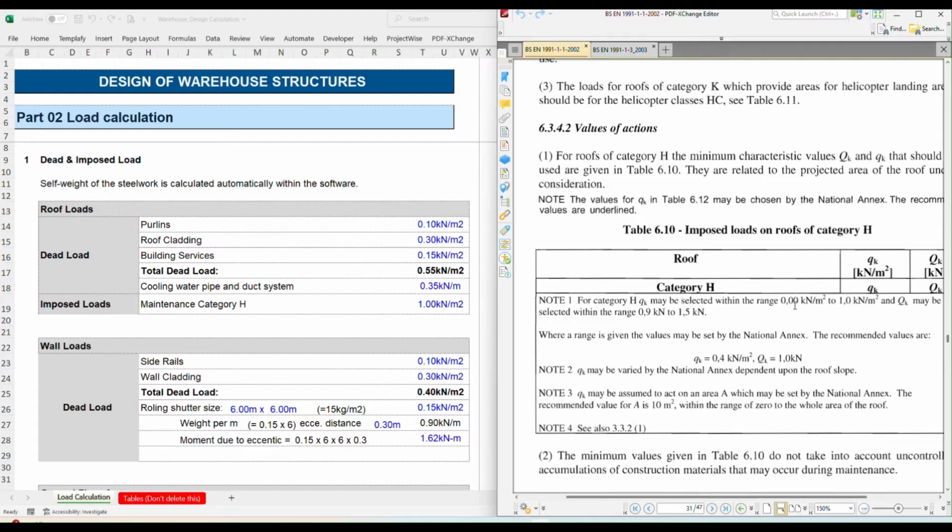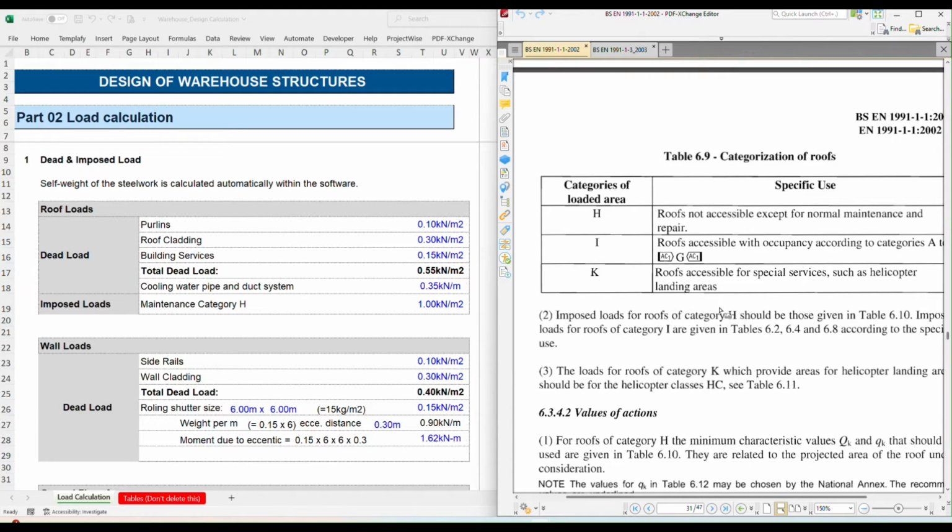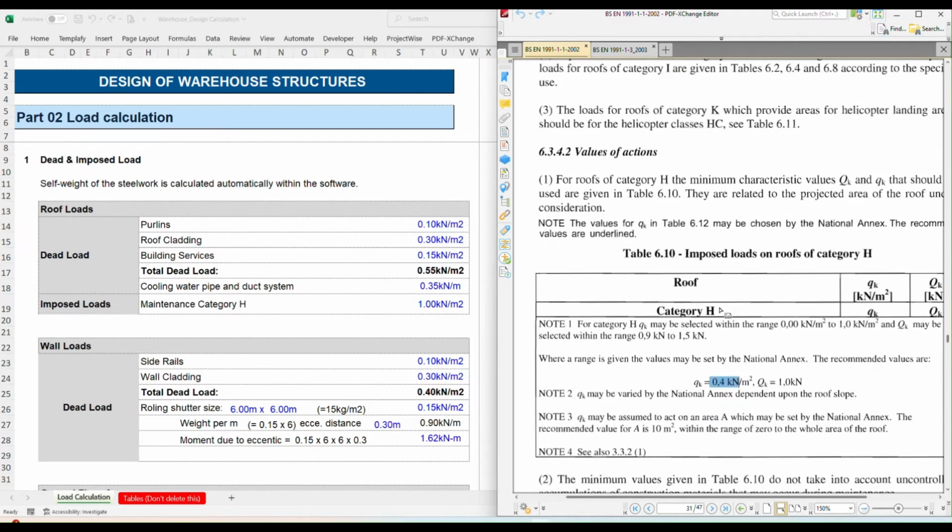Here it is mentioned that the H value can range from 0 to 1 kilonewton per meter square. So we are considering the maximum of 1 kilonewton per meter square. Sometimes this can be reduced to 0.4 kilonewton per meter square, depending upon the accessibility. We are considering just maintenance, where some equipment may be there with maintenance and repair work persons, so we can consider the maximum 1 kilonewton per meter square.